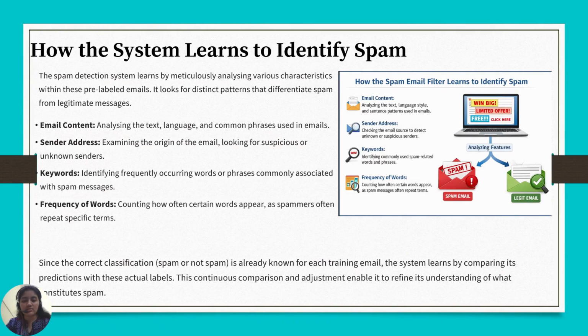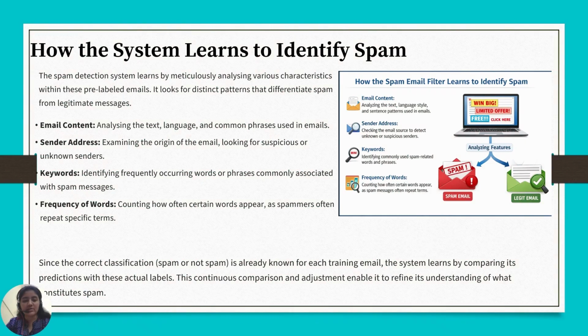How the system actually learns to identify spam. Now, the system starts learning by analyzing different characteristics of each email. First, it analyzes the email content. It checks the language, sentences, structure, and writing style. Spam emails often use attractive or urgent language like limited offer, win now, or act immediately.